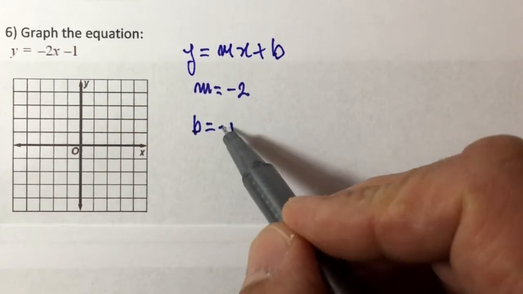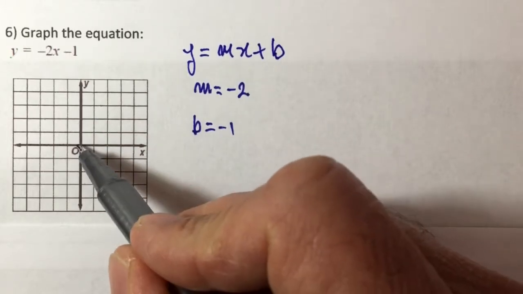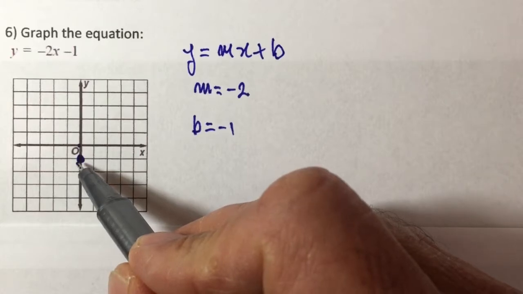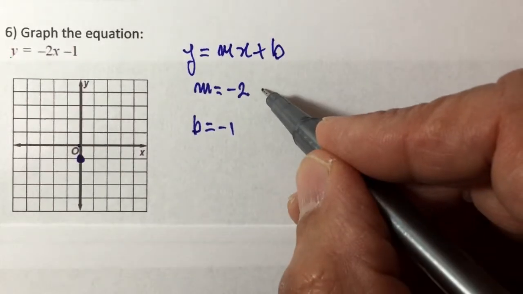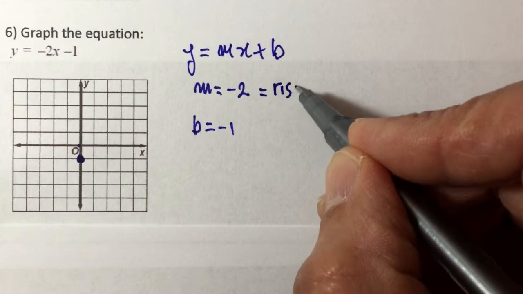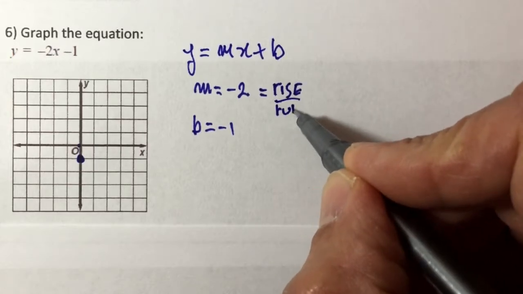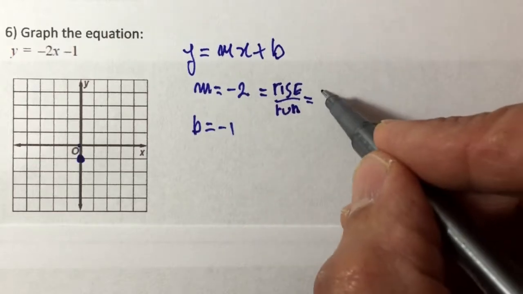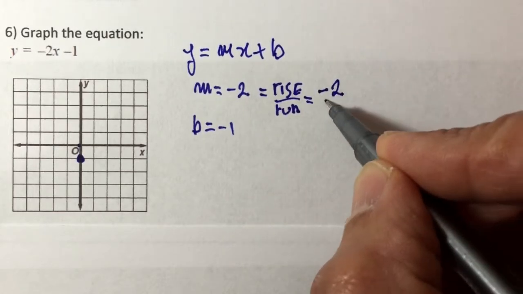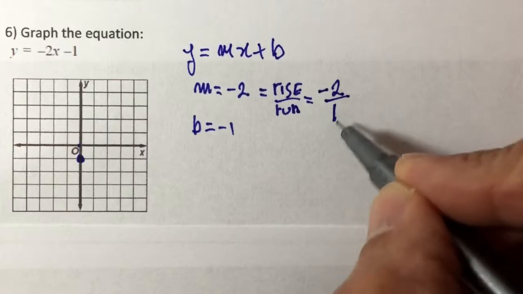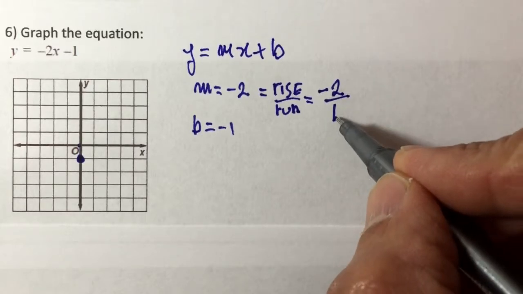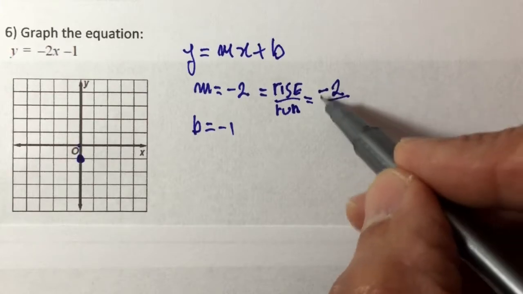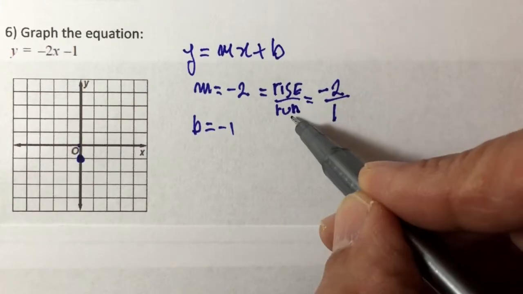So let's start graphing. For b equals -1, I go to the y-axis and go down 1. This is -1. This is one of the points of the line. The second one I'm going to find using rise over run in my slope equation. I know the m is -2, so I can rewrite this as the fraction -2/1. That is the same thing as writing -2, but since it's a fraction, the top equals the rise and the bottom equals the run.